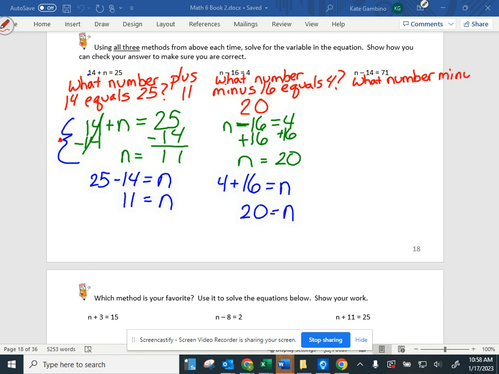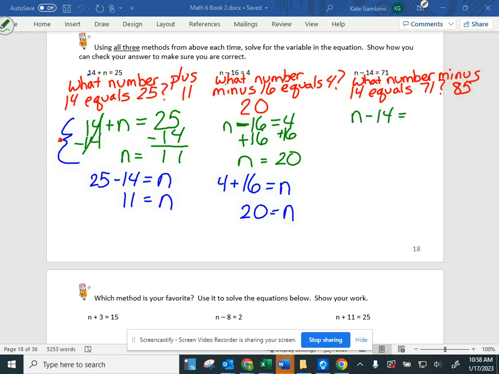What number minus 14 equals 71? What is the answer? 80? Say that again? Not 85. Sorry, it is 85. The talking alcohol confused me. It is 85. Okay, so let's do it now with our opposite operations.